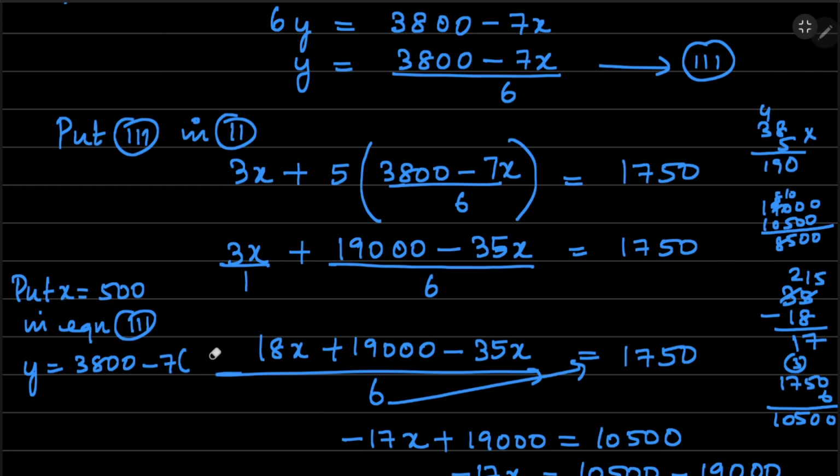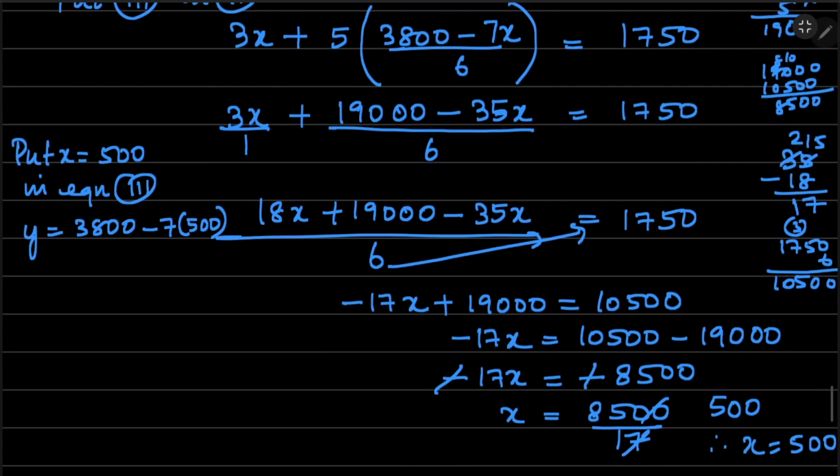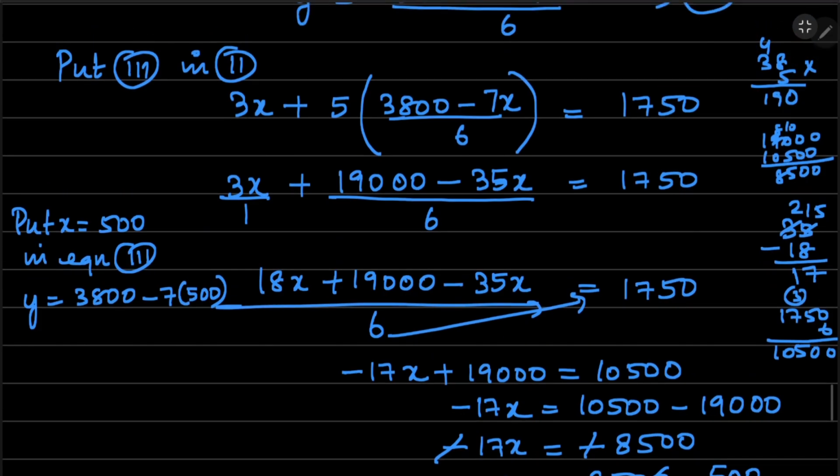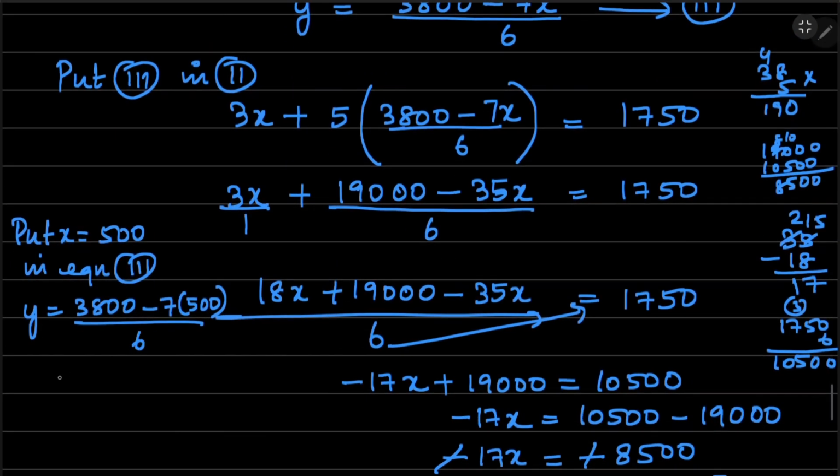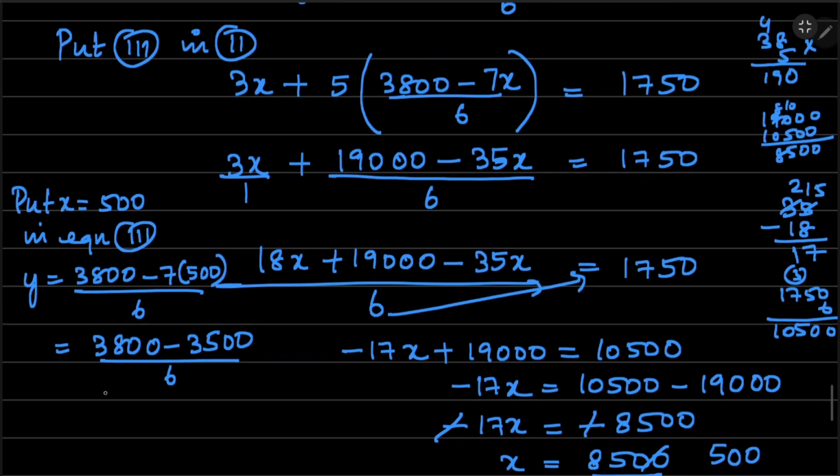Let me write it clearly. 7 multiplied by 500. So in place of x, I'm going to write the value that I just got. Whole divided by 6. So here you'll be getting 3800 minus 7 5s are 35, whole divided by 6. So 3800 minus 3500 is just 300 divided by 6. 6 5s are 30. So therefore y equal to 50.